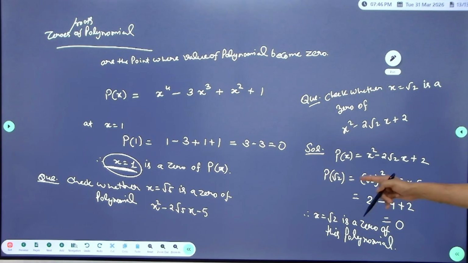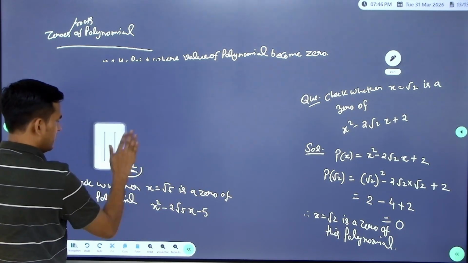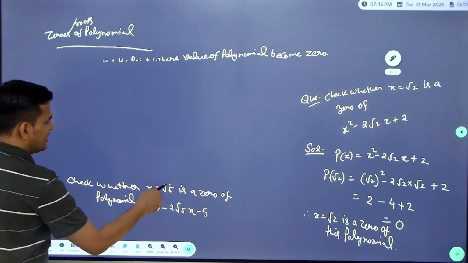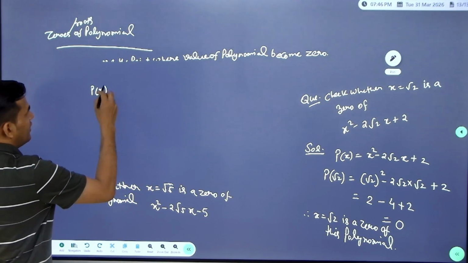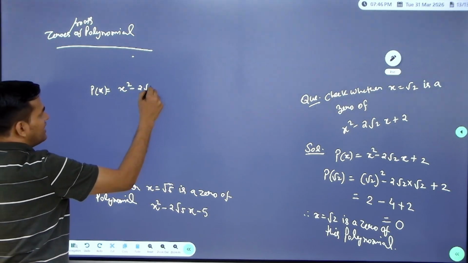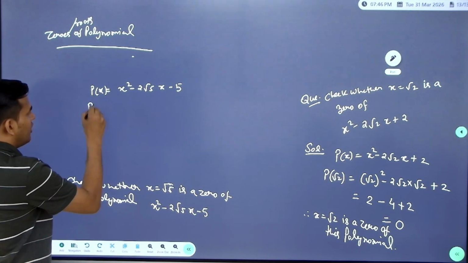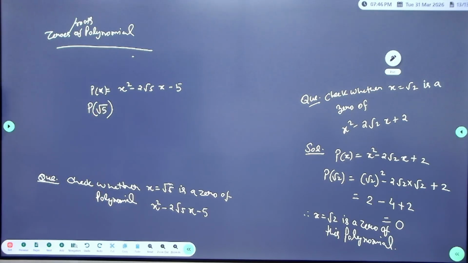So to check, again we'll put x equal to root 5 in this equation. So now P(x) is equal to x square minus 2 root 5x minus 5. This is P(x). Correct? Now we have to find the value of this polynomial at root 5. P of root 5. In place of x, you have to substitute root 5.